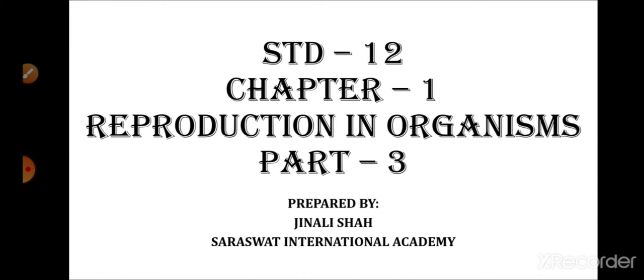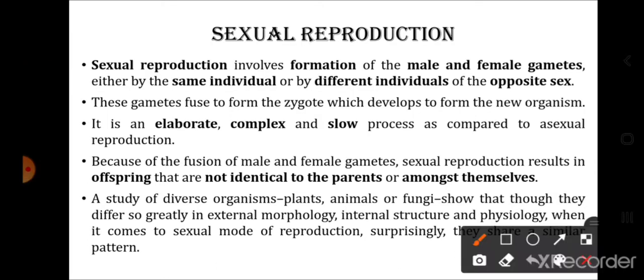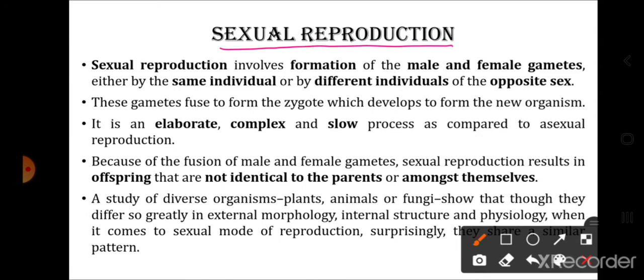Now students, in today's lecture we will be studying in detail the process of sexual reproduction. So students, we know that sexual reproduction is a process which involves two parents, okay? There is the involvement of two parents of opposite sex. There will be the formation of the gametes as well as the fusion of the gametes in the process of sexual reproduction.